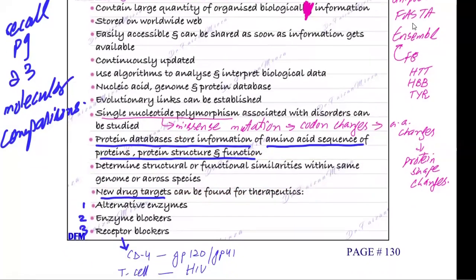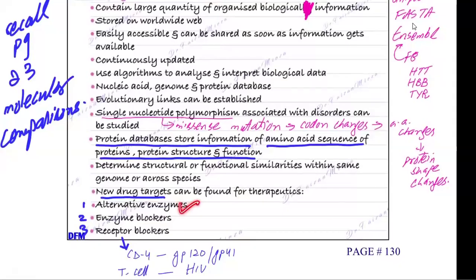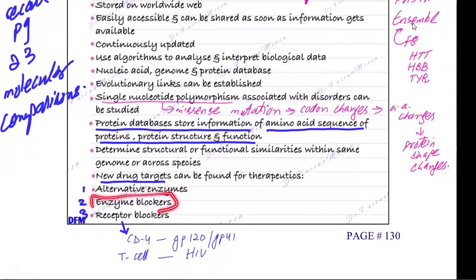For therapeutics, alternate enzymes, as I've already discussed. For example, enzyme blockers can be found. What is an enzyme blocker? How can they treat diseases?